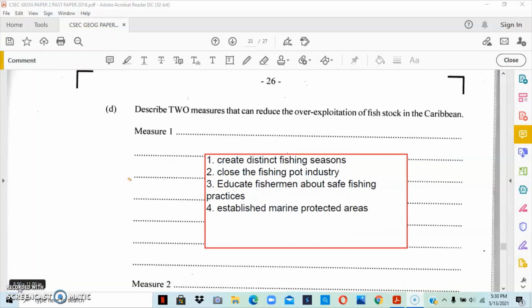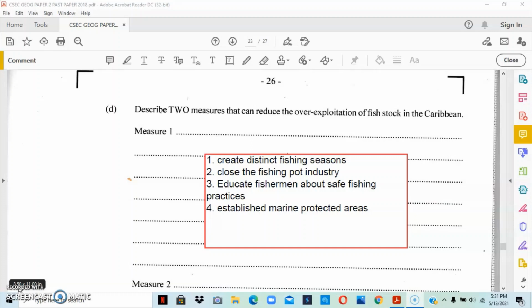Question B asks us to describe 2 measures that can reduce the overexploitation of fish stocks in the Caribbean. Overfishing has been a problem in the Caribbean for many years. A few strategies that can be implemented within the different Caribbean countries is to create a distinct fishing season. For example, this is done in Bermuda. So maybe for the first 3 months, you are able to fish, and then for the following 3 months, you allow the fish to breathe.